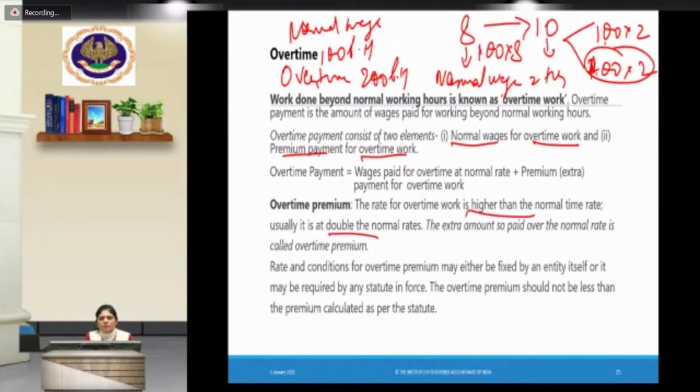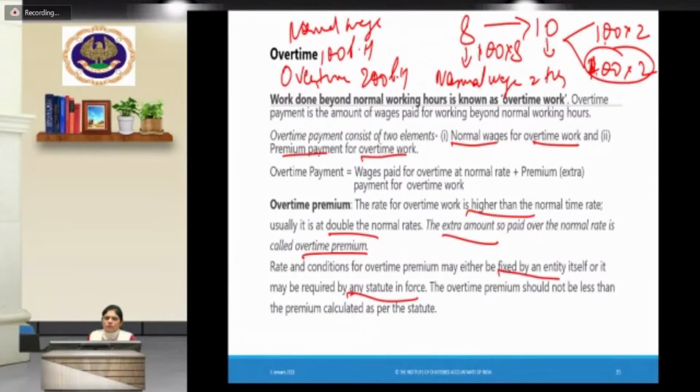Usually it's double the normal rate. It depends upon the policy also, but the Factories Act 1948 says that it should be double the rate. The extra amount paid over the normal rate is called the overtime premium. Rates may either be fixed by an entity or required by any statute in force, which is the Factories Act. Overtime premium should not be less than the premium calculated as per the statute. So whatever the act has mentioned, you can give more than that, but not less.